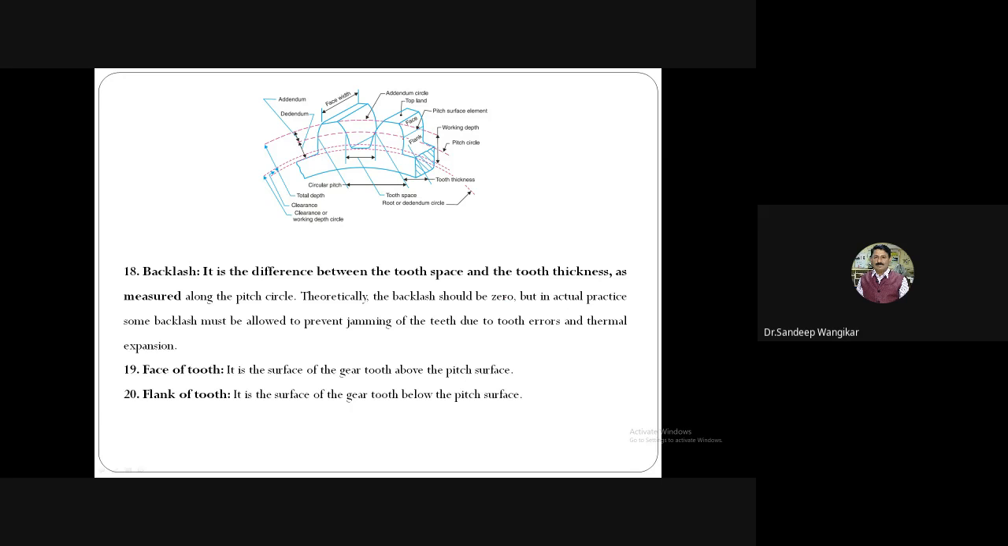Face of tooth. It is the surface of the gear tooth above the pitch surface. So here it is shown. So this is the face of tooth above the pitch surface, and flank of tooth. It is the surface of the gear tooth below the pitch surface. It is shown here below the pitch surface, flank of tooth. Top land. It is the surface of the top of the gear tooth. So here it is shown the top of the gear tooth. I am highlighting it, this is top land.